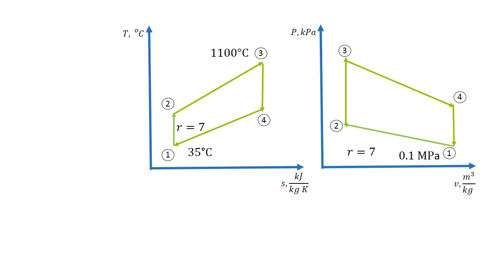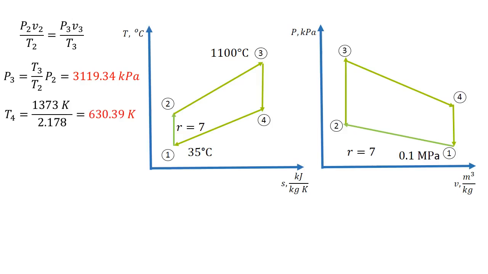For process 2-3, the pressure 3 is given by the following formula, which is equivalent to 3119.34 kilopascals. For the temperature 4, which is isentropic, the value is 630.39 Kelvin. With this information, we can find the heat input and the heat output to calculate the efficiency.